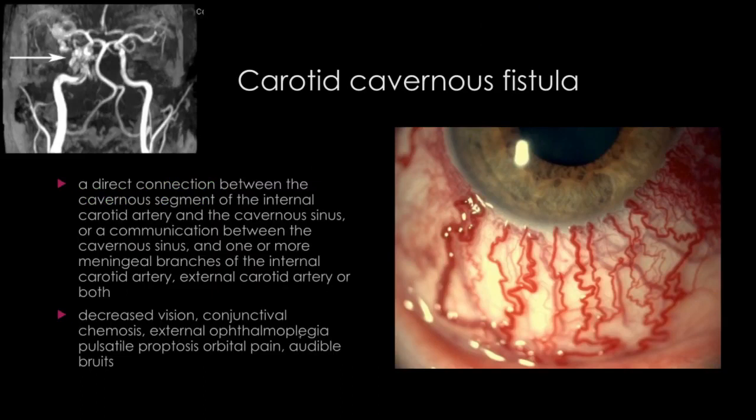So that will lead to external ophthalmoplegia. Pulsatile proptosis. So any case you see a proptosis and it's pulsatile, there should be a high index of suspicion towards carotid cavernous fistula. It can also lead to orbital pain and audible bruit. This is due to the direct communication of the arterial channels with the cavernous sinus. This is an MR angiogram of the brain showing the cavernous sinus involved in the fistula.